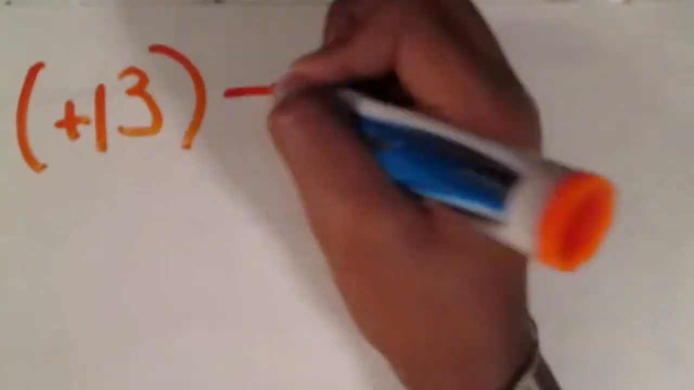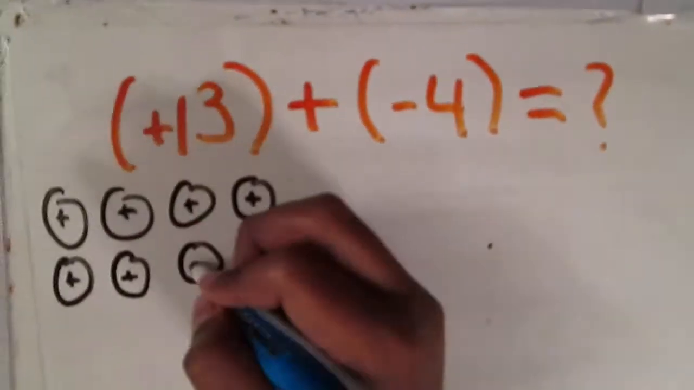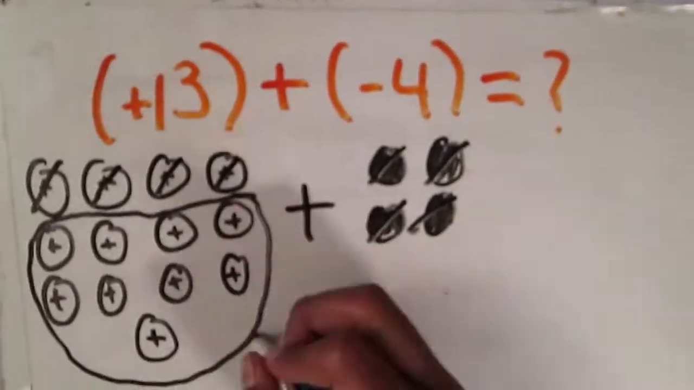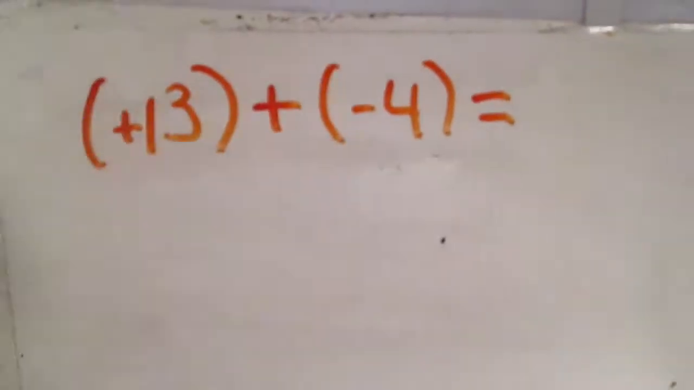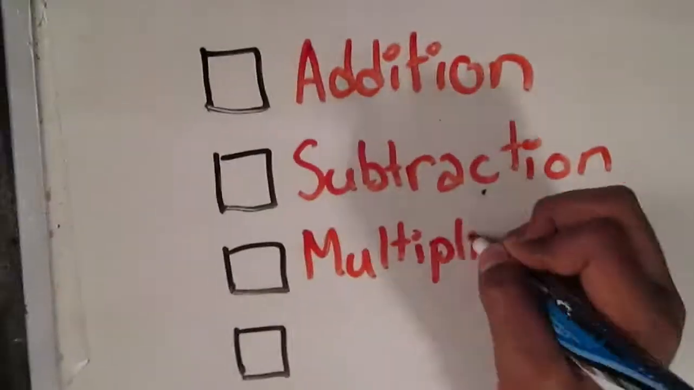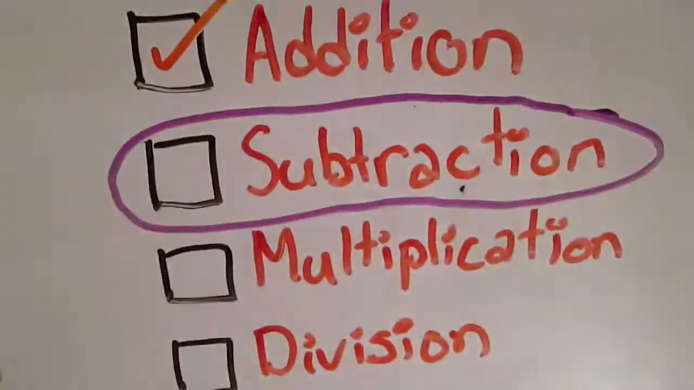Let's take a look back at our original problem. Positive 13 plus negative 4. We can zero out 4 black circles and 4 white circles, and voila, we've got our answer. There are 9 white circles left, which means that the answer is positive 9. Yay! Time for subtraction. Like addition, you've been subtracting positive integers for a pretty long time.